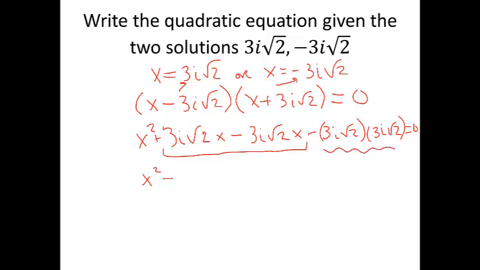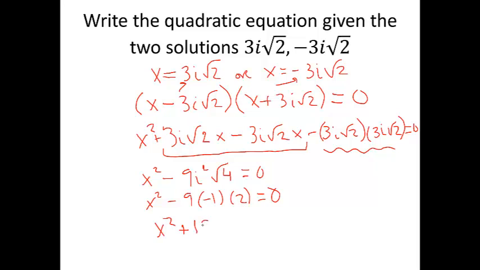So let's simplify that a little bit. 3 times 3 is going to give me 9. i times i is going to give me i squared. And then square root of 2 times square root of 2, just to be detailed, I'm going to put square root of 4. And to simplify this further, I know that i squared is going to give me negative 1. And I know the square root of 4 is going to give me 2. So if I multiply this out, the equation that I get is x squared plus 18 equals 0. This is my answer, or the quadratic equation that would yield the two solutions.